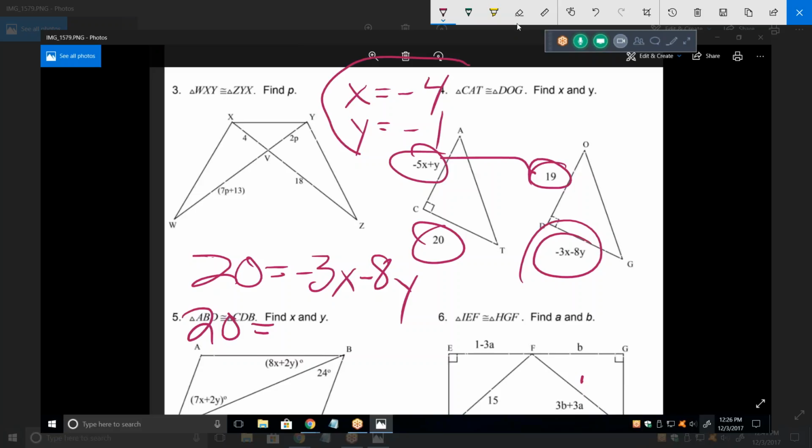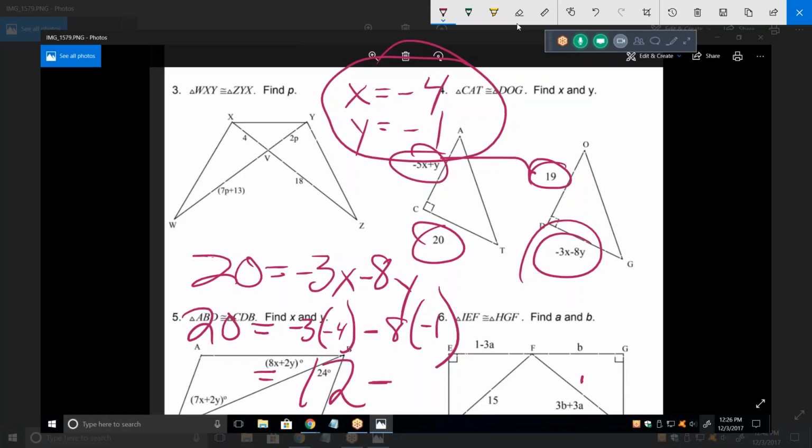We got our two solutions. What do I do with them? Put them in. Okay, so I got minus 3 times minus 4 minus 8 times minus 1. And that's always the way to do it. Do not do any of this in your head. Substitute the numbers and then simplify. Well, what's minus 3 times minus 4? 12. Okay. And that's a minus 8.